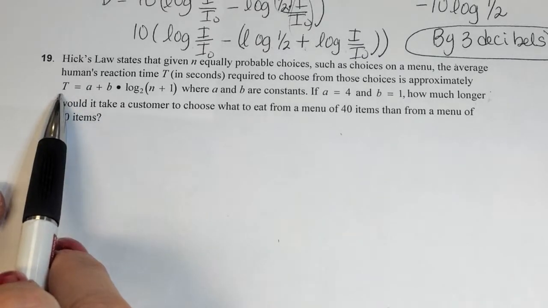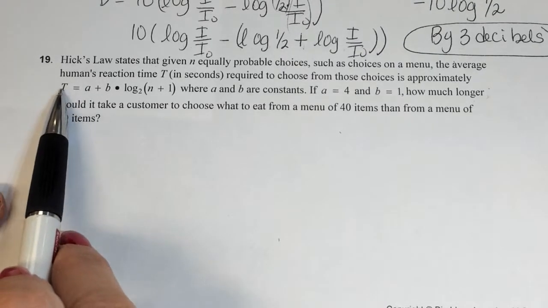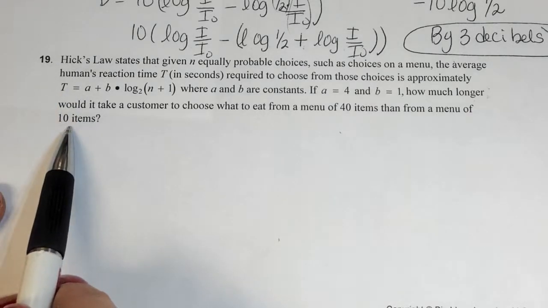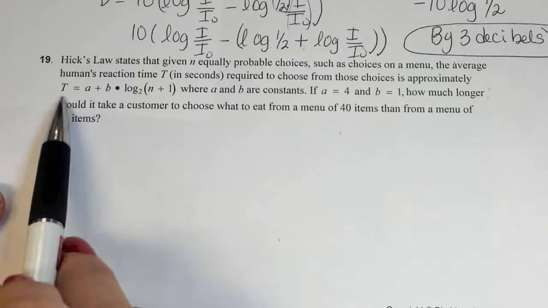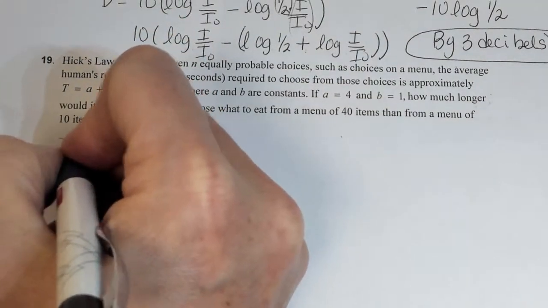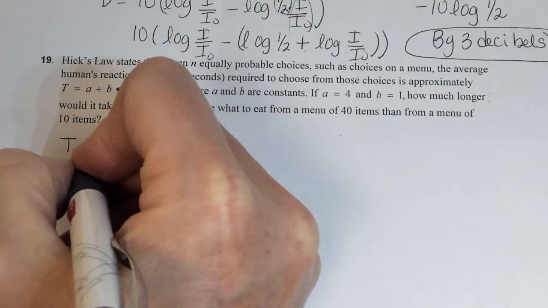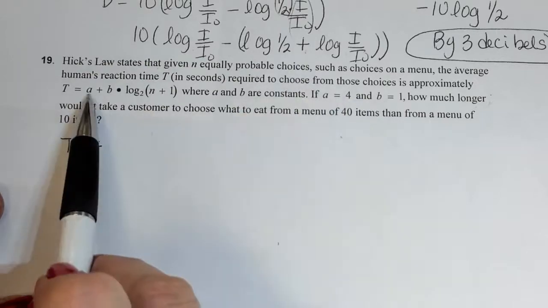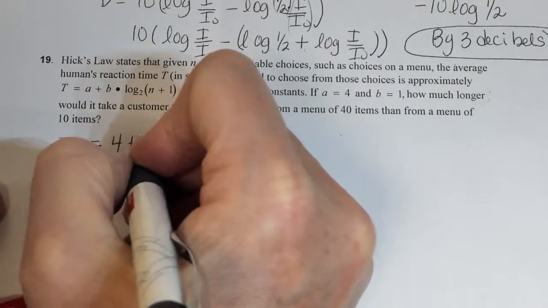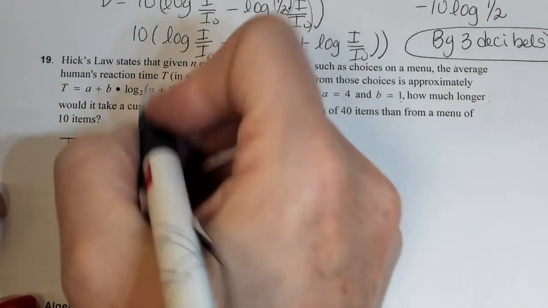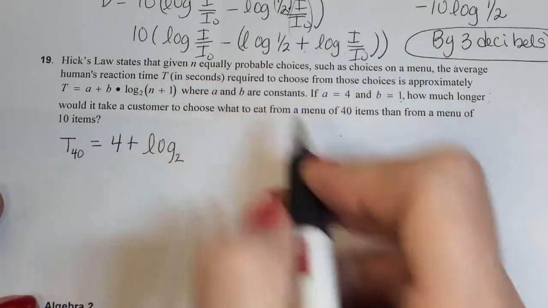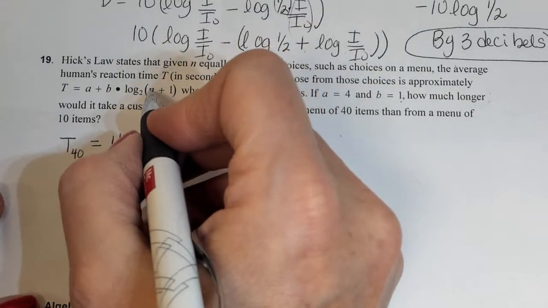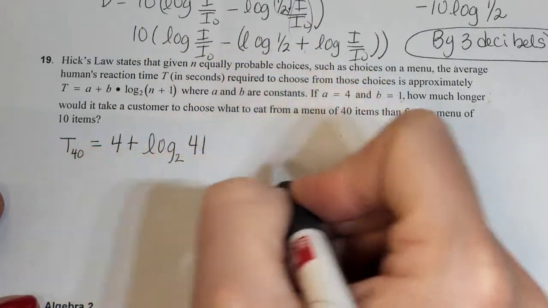Well, t is our time it's going to take. So we need to know what's the time it's going to take if there's 40 items versus what's the time it's going to take for 10 items. Well, I'm just going to do this as 2 separate problems. The time it's going to take if we have 40 items equals a plus b times log base 2 of n plus 1. They tell us that a is 4, so we're going to plug in 4 for a. b is 1, that's not going to change anything. Log base 2, and n is the number of items. So we have 40 items. 40 plus 1 is 41.